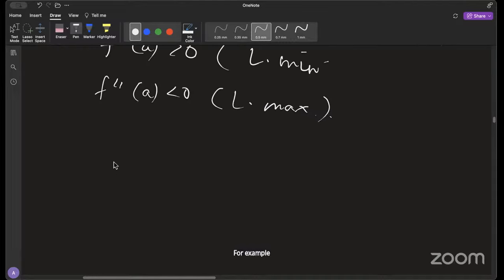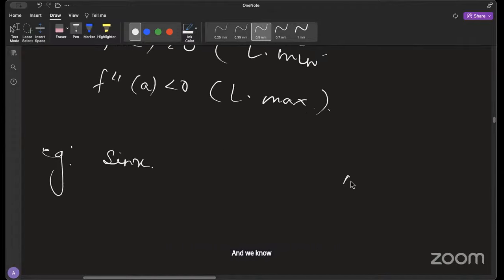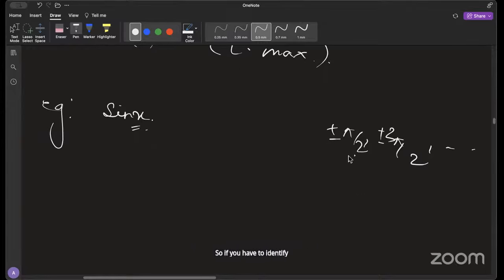For example, let's take sin x. Sin x is a perfect example which fits everywhere. And we know that pi by 2 is a critical point of this, right? Pi by 2, 3 pi by 2, in fact, plus minus both. These all are critical points for sin x. So if you have to identify whether pi by 2 is a local maxima or a local minima, first you find the derivative. We already have found the critical point, so you can directly come to the second derivative.